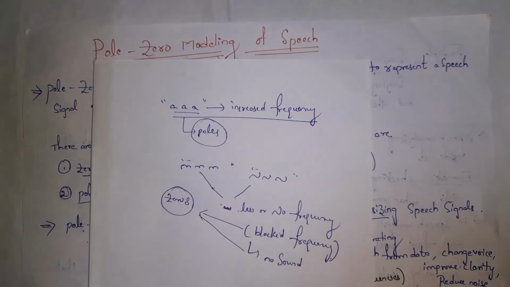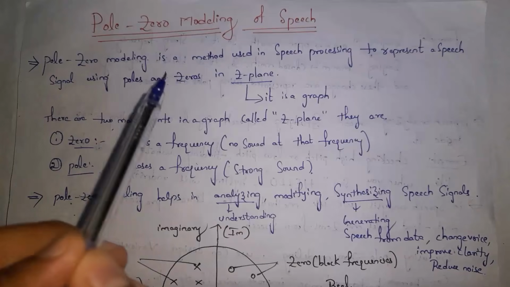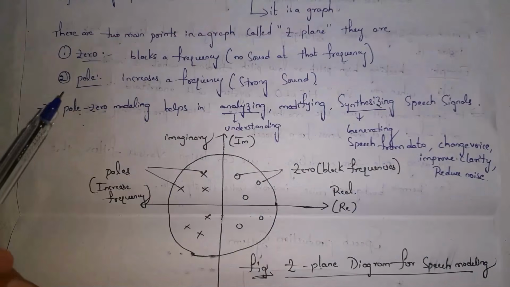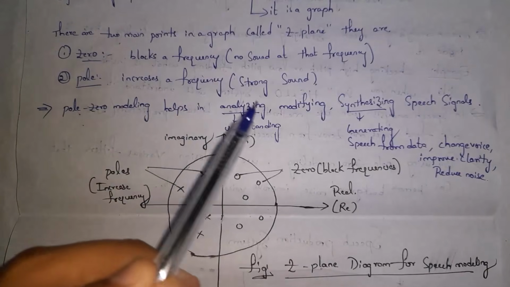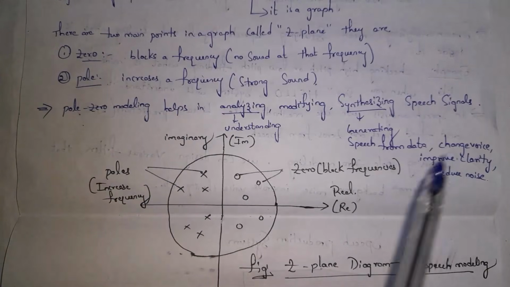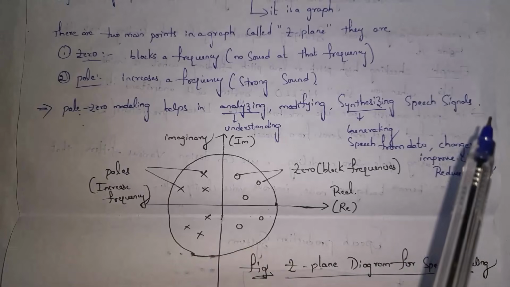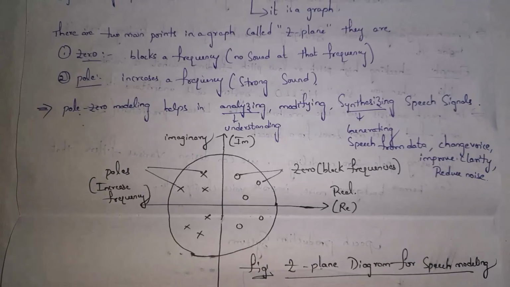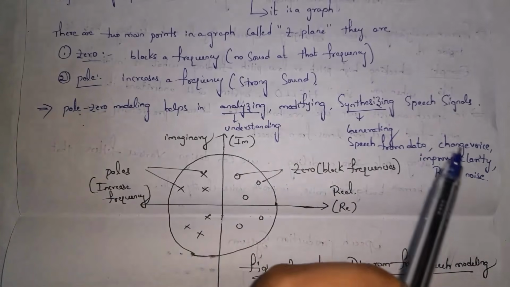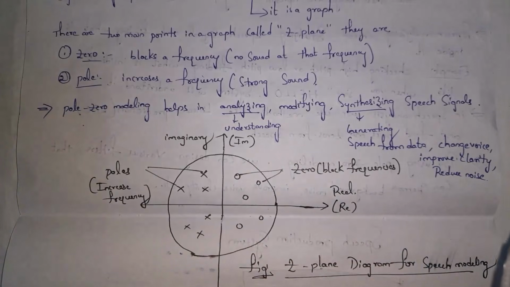Generally whenever we speak vowels like A, E, I, O, U, we will get increased frequency and we will represent it with poles. And whenever there is less frequency or no frequency, that is whenever there is blocked frequency, there is no sound, and we will represent it with zeros. And these poles and zeros are used to represent speech signals. Pole zero model helps in analyzing, that is understanding speech signals, modifying speech, and also synthesizing speech signals, that is generating speech from data, changing voice, improving speech clarity, reducing noise, etc. All this comes under synthesizing.